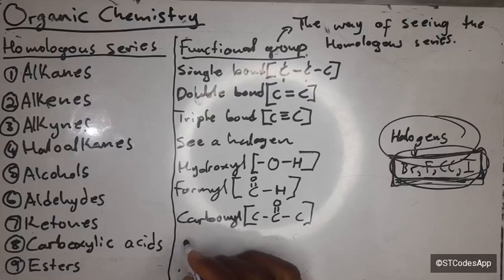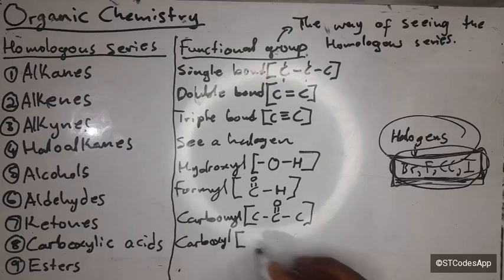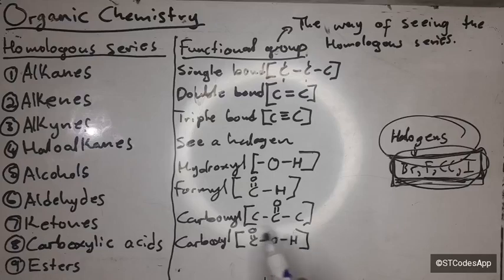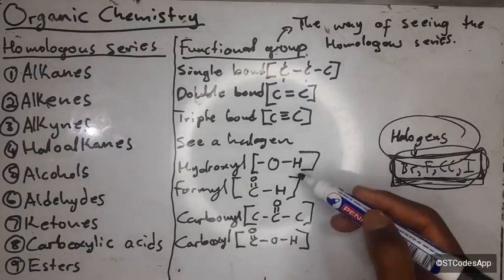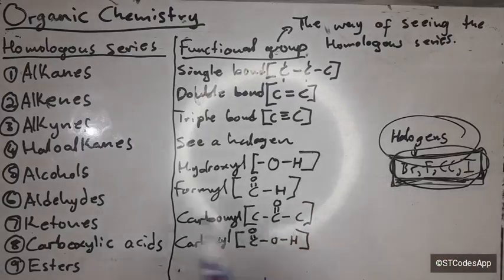Carboxylic acid. The functional group is called carboxyl. The representation is like this. You see, this ends with an OH, but it has a C and double bond O, unlike the alcohol, which is only OH. So once you see only OH, then it's an alcohol. Double bond O with C, then OH is a carboxylic acid. This is how we represent the functional group of a carboxylic acid.